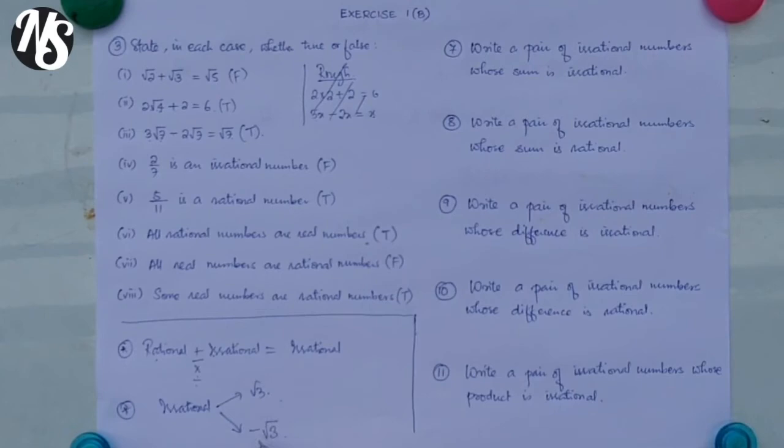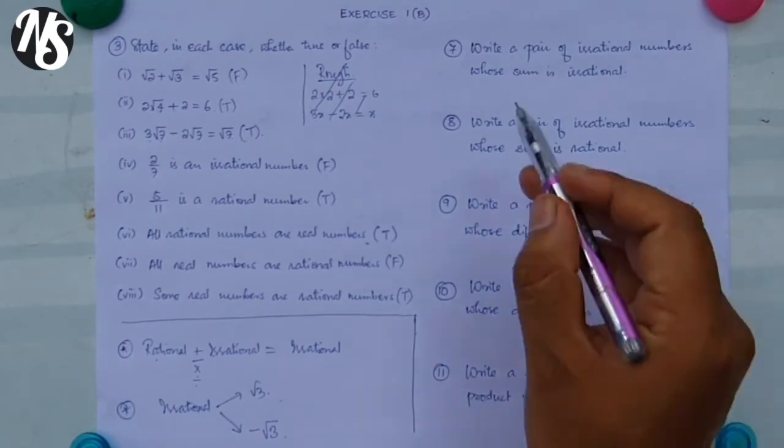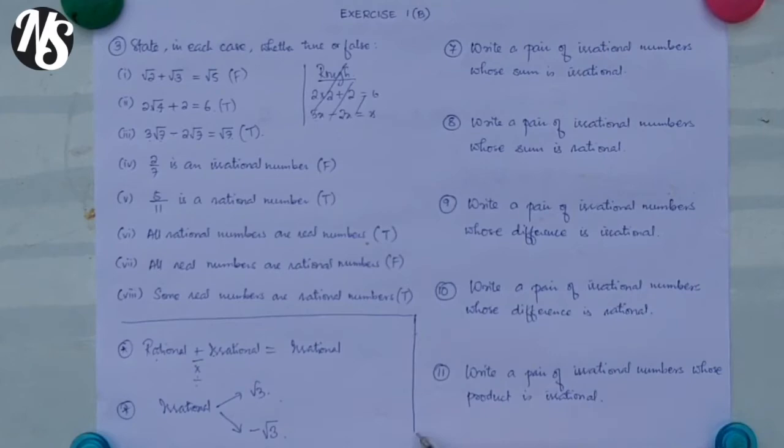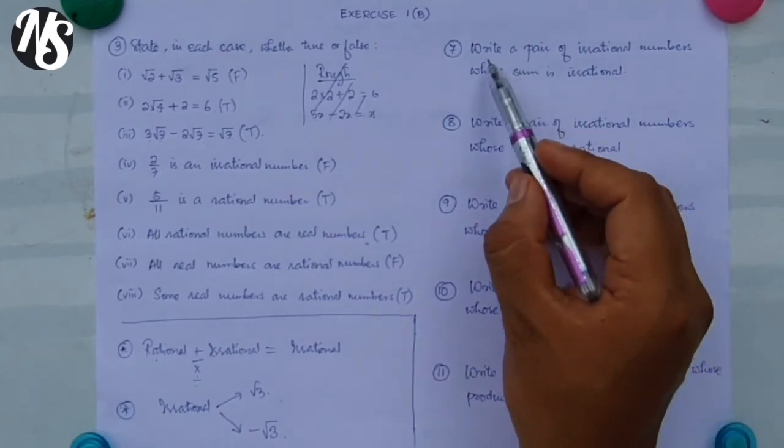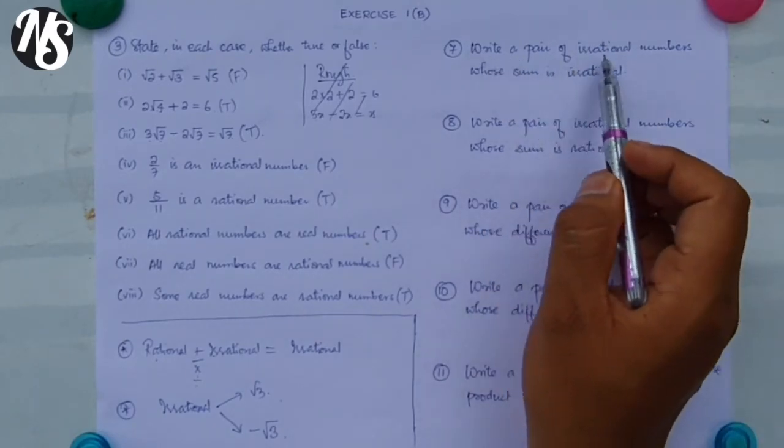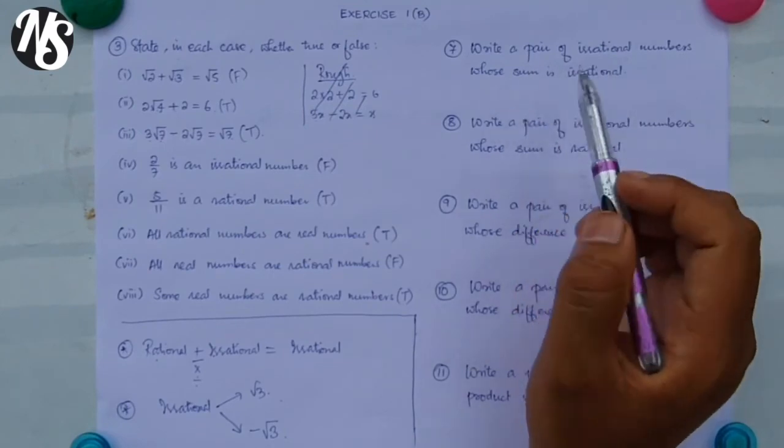That means if you change the sign, then also your irrational number will remain an irrational number. Okay, so with this much of basic, let's see these problems. Question number 7 says, write a pair of irrational numbers whose sum is irrational.